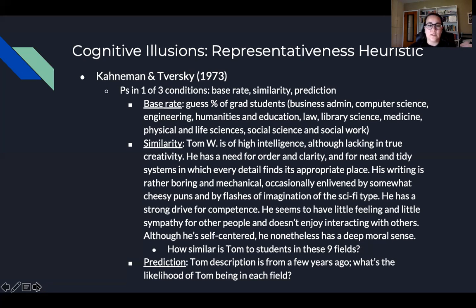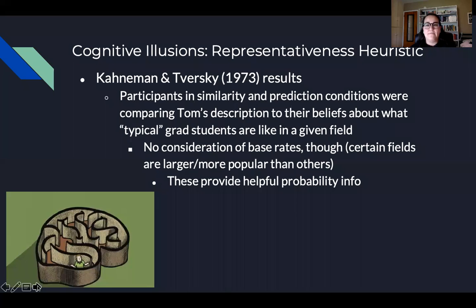So a little bit complex, but essentially what they found was that these participants were demonstrating the use of the representativeness heuristic. So the participants who were in the similarity and the prediction conditions, that is the ones who were engaging with this description of a certain person, were comparing this description to their beliefs about what typical or representative graduate students are like in a given field.